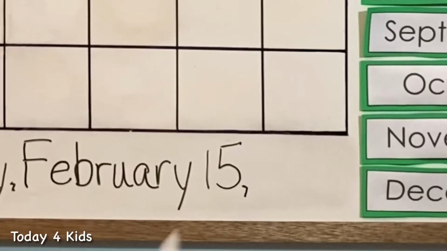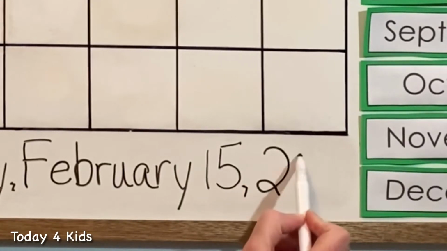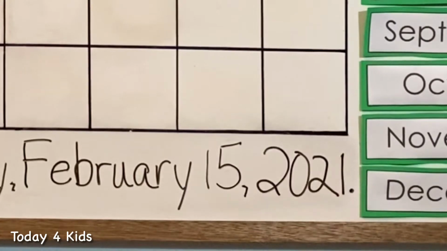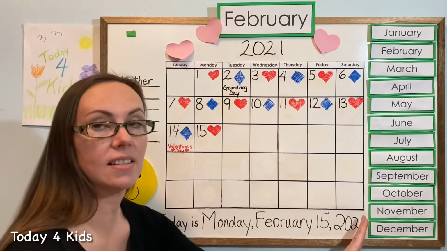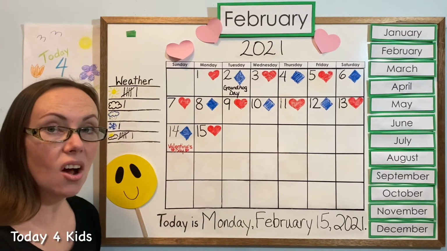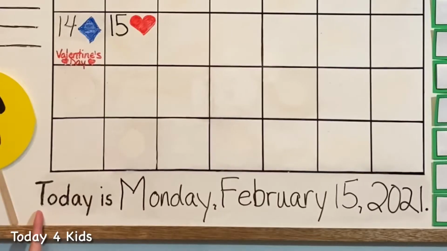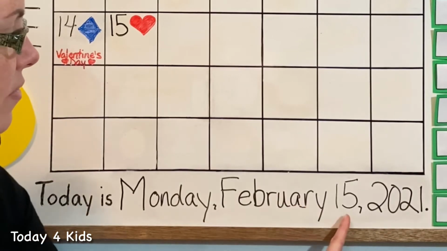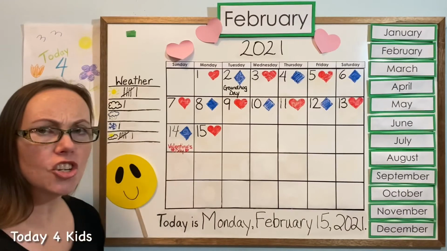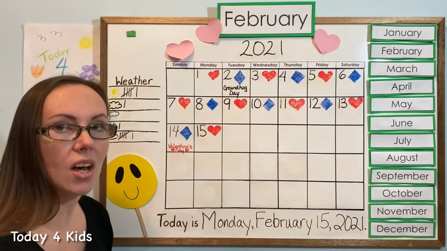2021. So that is a 2, 0, 2, 1, and then a period. And that period tells us to stop our sentence. We're not going to say anything else after that. Will you say all of it together with me? Today is Monday, February 15th, 2021. Good job. I'm so glad that you tried those along with me.